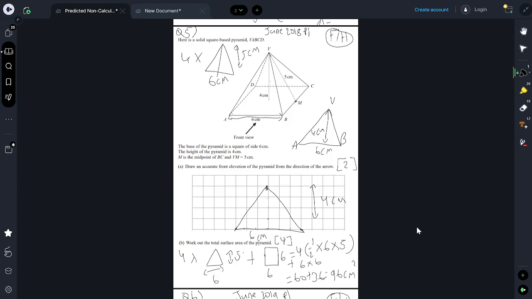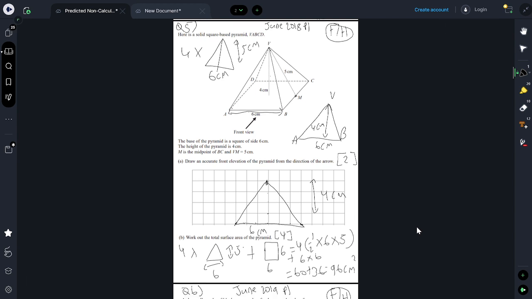Hopefully that made sense. Again, if you practice your surface area and stuff like that, you should remember surface area is the area of all the faces of the 2D shapes of the pyramid, the shape. Okay, hopefully that made sense.